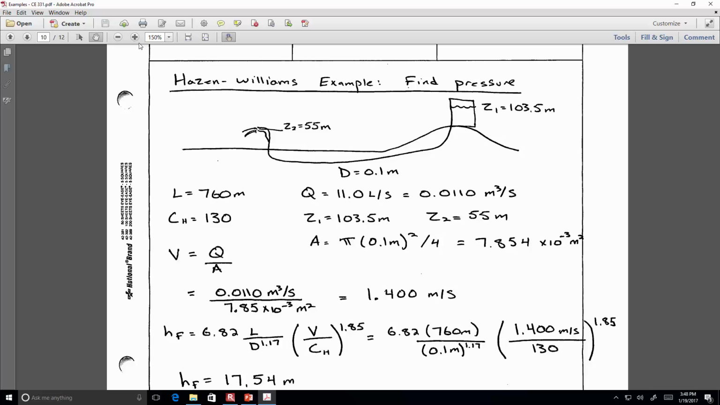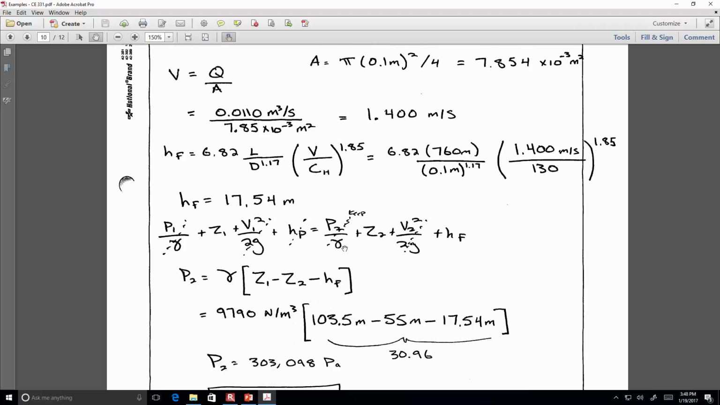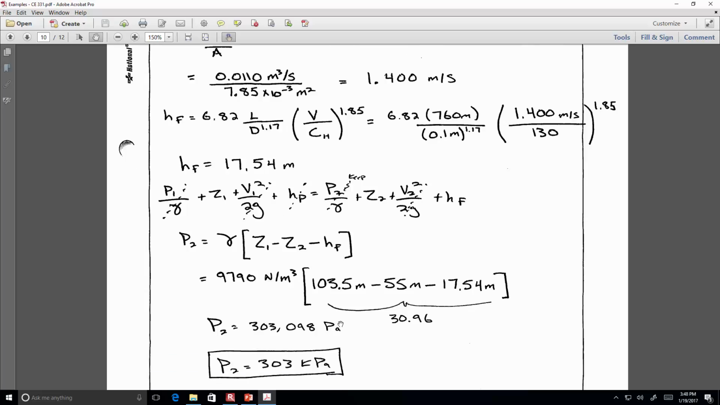So if we have a flow velocity of 1.4 meters per second, we substitute that into the Hazen-Williams equation and get 17.54 meters of losses. So the elevation difference between the two is going to account for the pressure. We have 103.5 as the upstream elevation, the downstream elevation of 55, and then the losses, which means there's leftover head in the amount of 30.96 meters, and you multiply that by the unit weight of water, and we get it should be about 303 kilopascals at that tap.